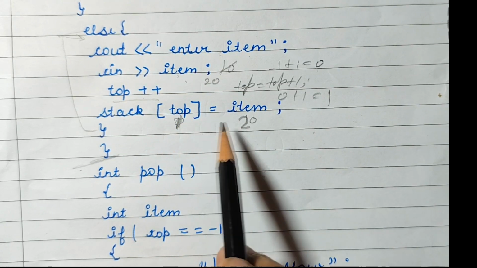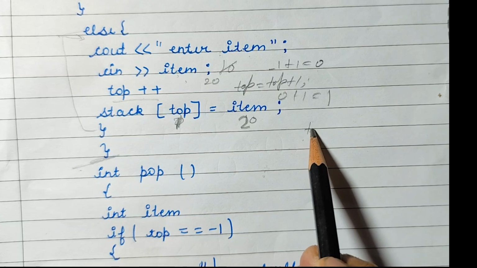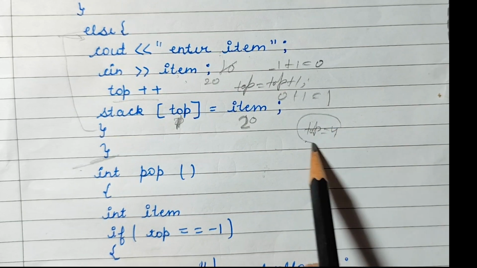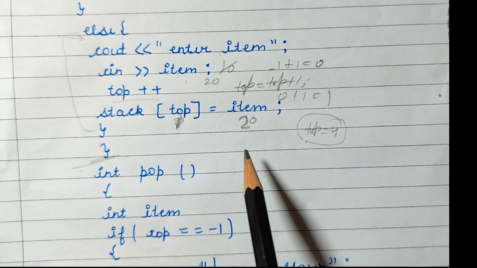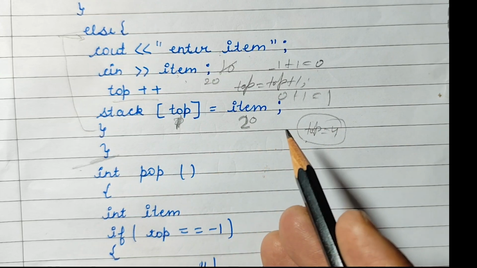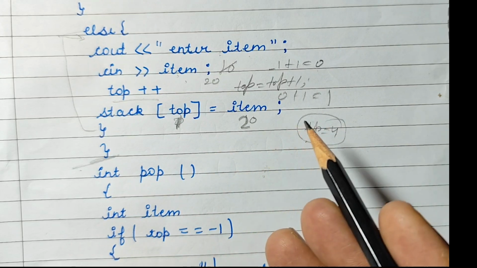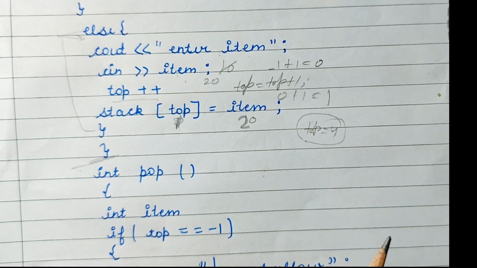And when top moves to the value 4, at that time the stack becomes full, and after that we are not able to perform the push operation, then the overflow condition occurs.